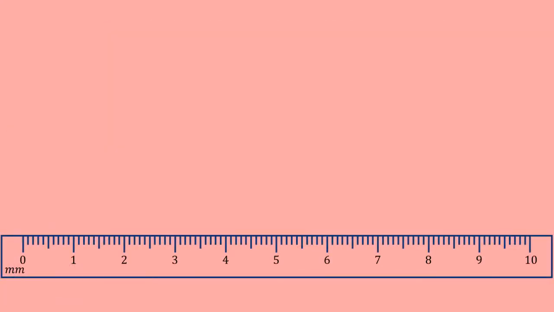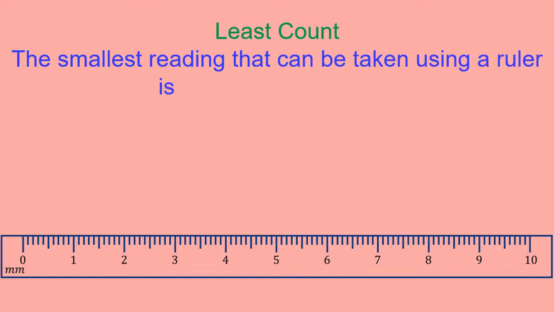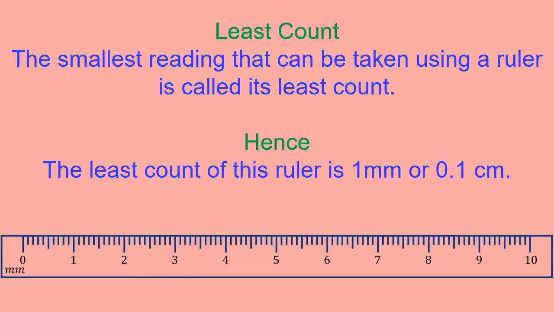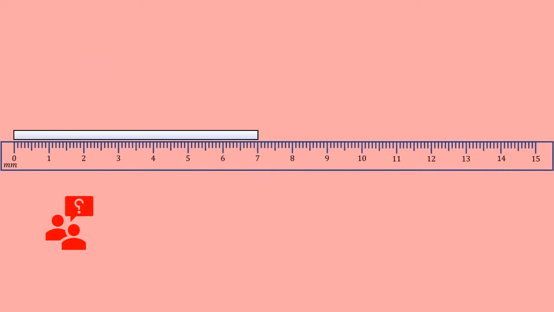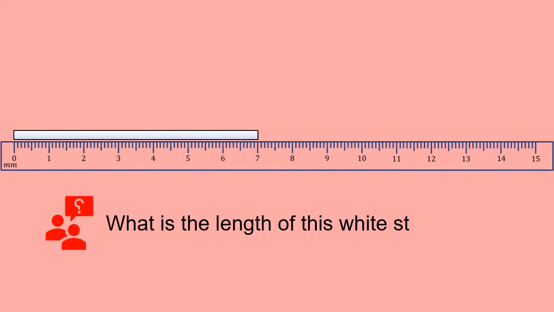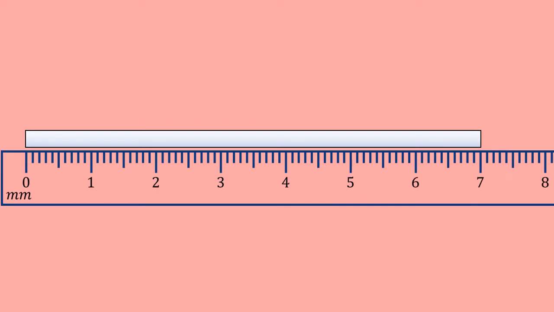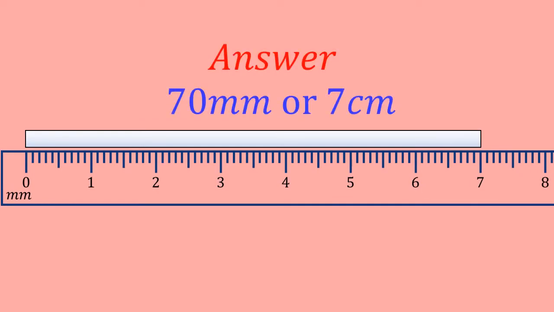Now let's talk about the least count. The smallest reading that can be taken using a ruler is called its least count. Hence, the least count of this ruler is 1 millimeter or 0.1 centimeter. Can you measure what is the length of this white stick? This is very simple. It is 70 millimeter or 7 centimeter.